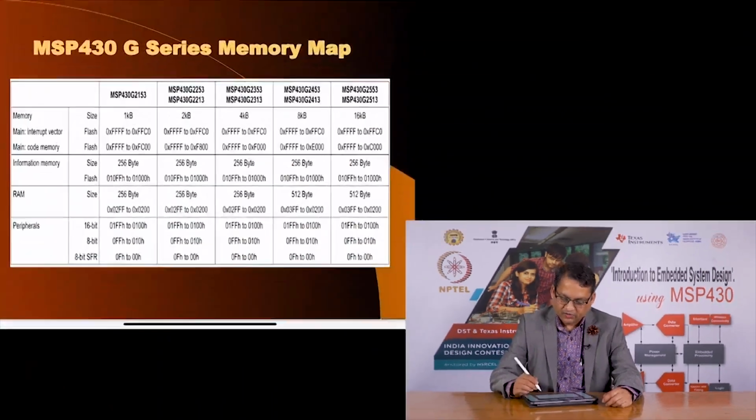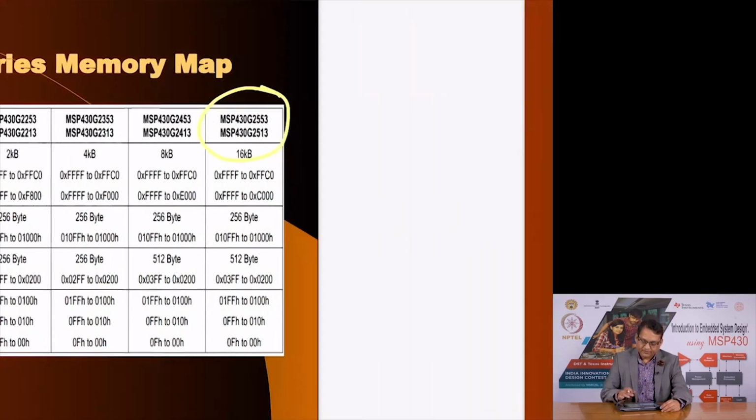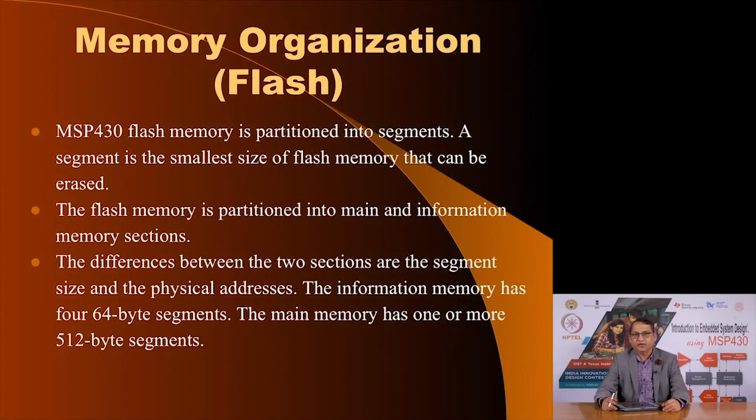Now, in the last lecture on MSP430, we looked at the memory map, and specifically the G2553 microcontroller. We were looking at that here. Let us continue further. The flash memory, which in this case is 16 kilobytes, is partitioned into segments. A segment is the smallest amount of memory that this microcontroller can erase, and the flash memory is partitioned in two parts as we discussed.